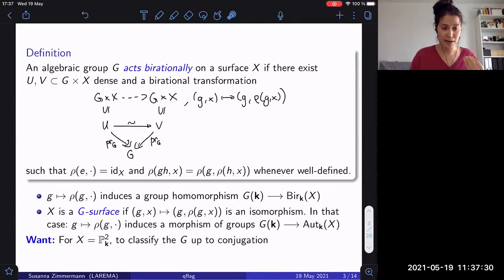And moreover, I want the projection of U and V onto the first factor to be surjective. This will mean that there is no element of G that acts nowhere defined. So I want every element of G to be a birational map, almost. I want this to be an action, so I want this part of my map to satisfy the usual group axioms of a group action whenever it is defined. I will make a bunch of examples just afterwards.